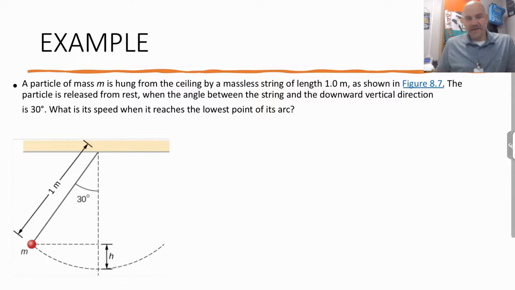So here is our example problem with the pendulum. A particle of mass m is hung from a ceiling by a massless string as shown in figure 8.7. The particle is released from rest when the angle between the string and the downward vertical direction is 30 degrees. What is the speed when it reaches its lowest arc?